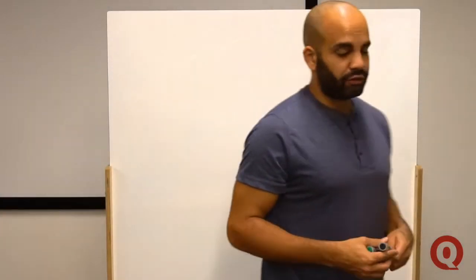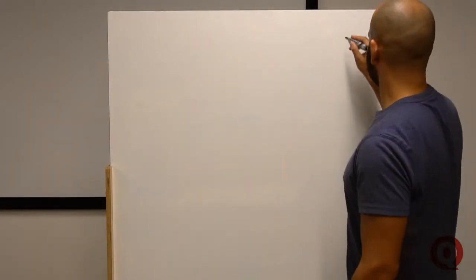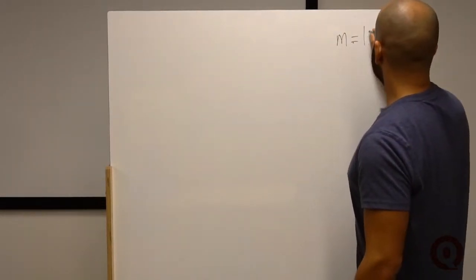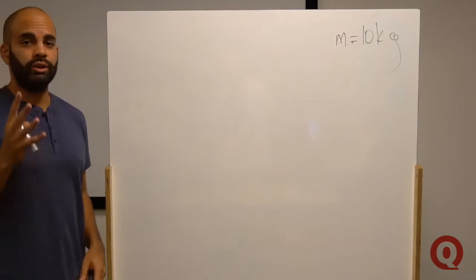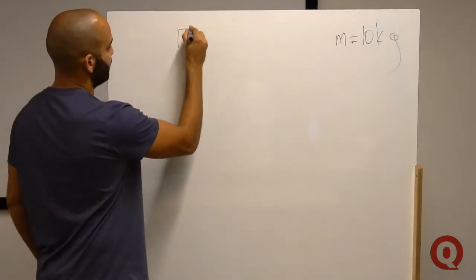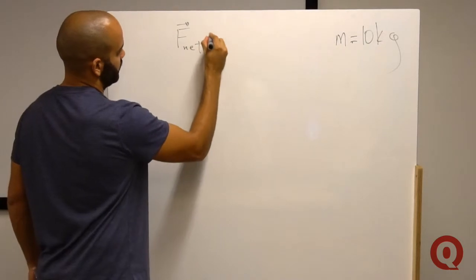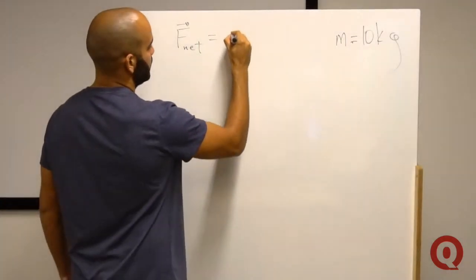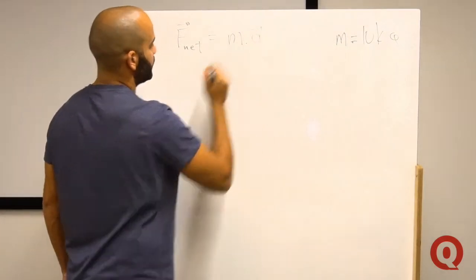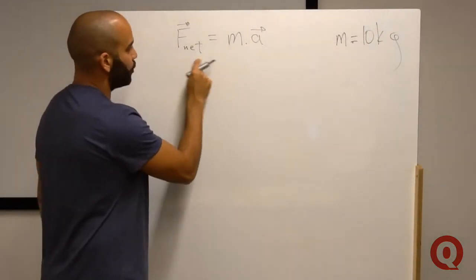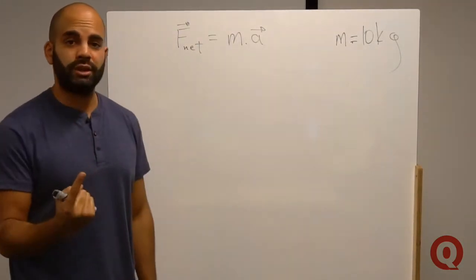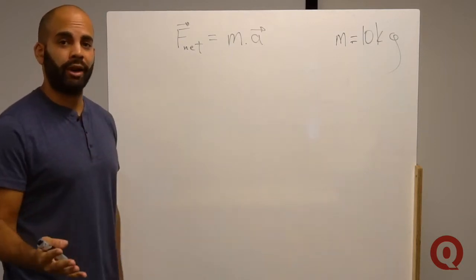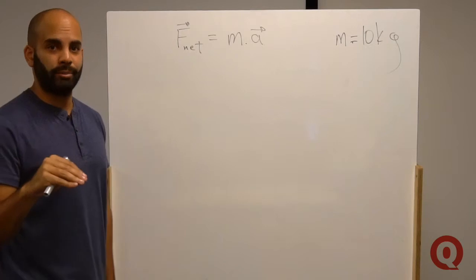Let's begin. What are we given in this example? They've told us that the box has a mass of 10 kilograms. Knowing that, we need to start with Newton's second law, which is F net is equal to the mass times the acceleration. The resultant force, or the net force, is the sum of the forces acting on the box. So the first question is to draw the force diagram labeling all the forces acting on the box.